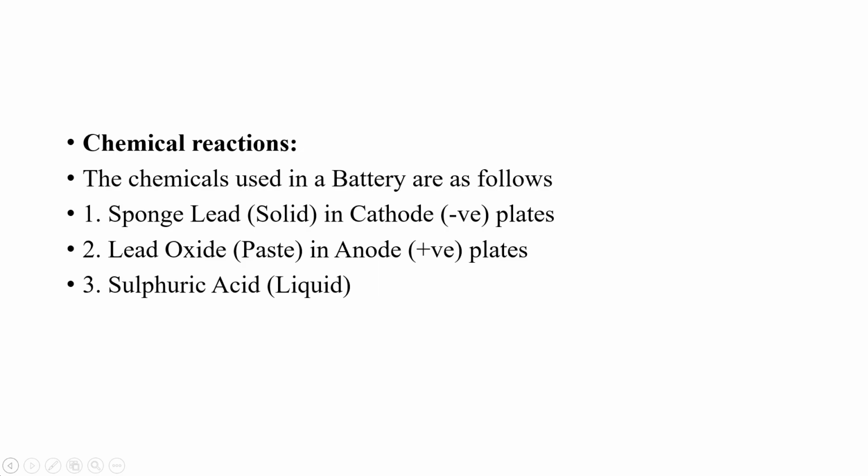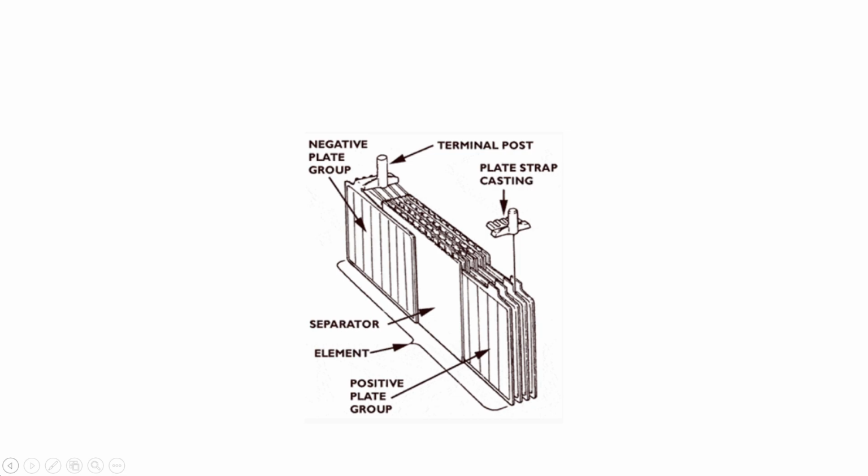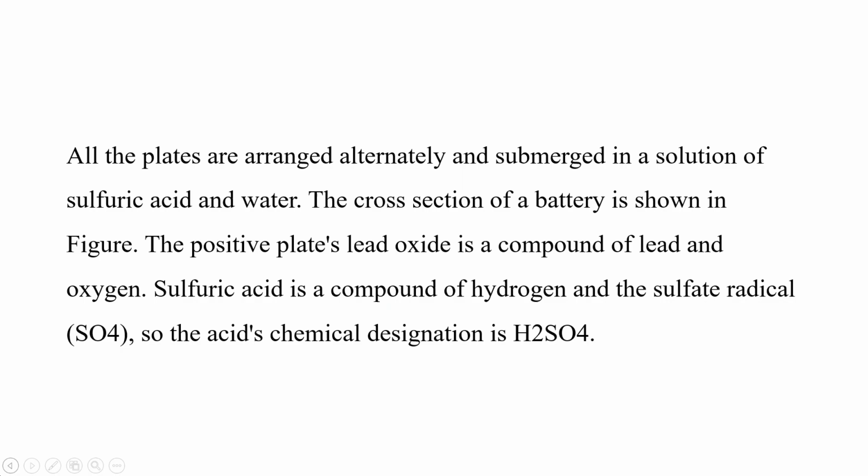So we can see this as a diagram. You can see the plate stabilizing separators, the elements, the positive plate groups and also the negative plate groups. The electrolyte solution is a mixture of sulfuric acid with water, as I told already. The electrolytic solution is prepared in a glass container or porcelain jar by slowly pouring H2SO4 into water, and constantly stirring.